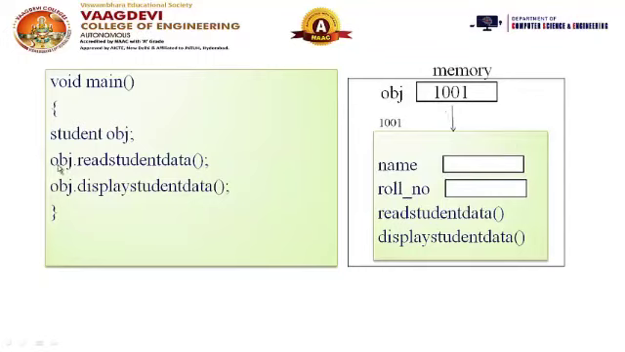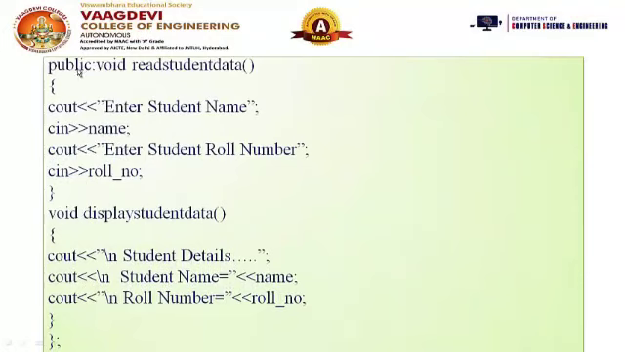The statement obj.readStudentData calls the readStudentData method in the student class. Then the readStudentData method is invoked by using an object obj. So the control goes to the readStudentData method definition. Then the control enters into the readStudentData method.